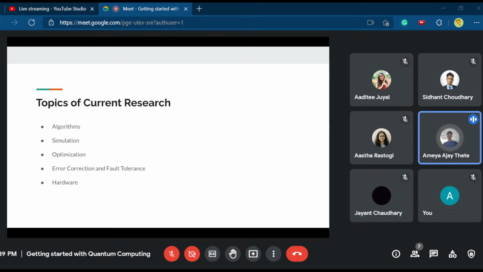Yeah, that's pretty much what covers how quantum computing works and what topics you have so far. Next, moving on to how you can actually get into quantum computation yourself and start figuring things out for yourself. I'll leave that to Aaditee to cover.